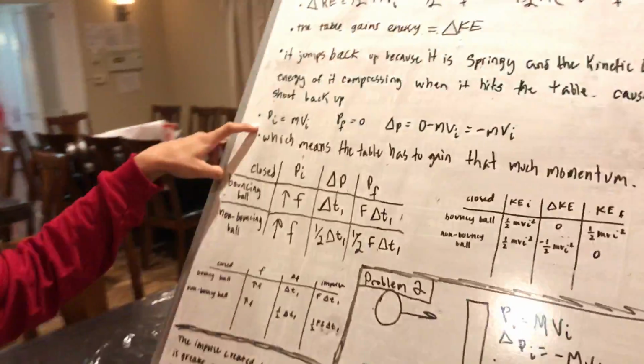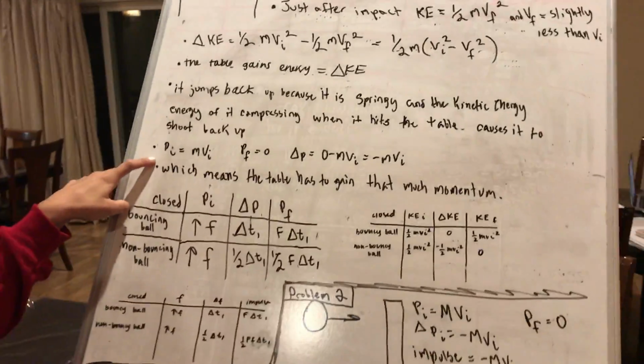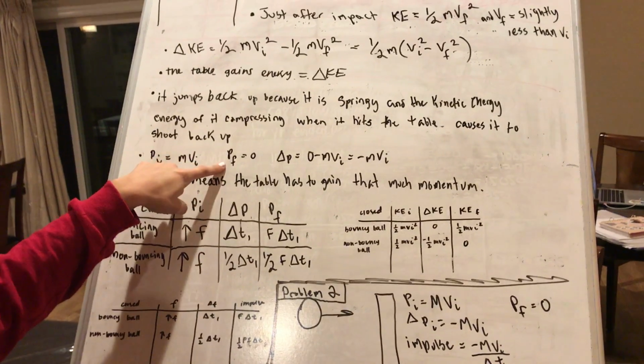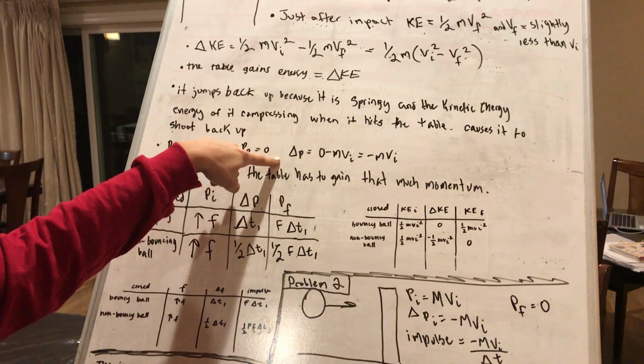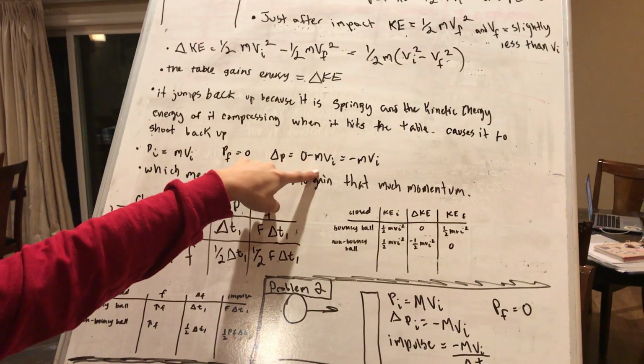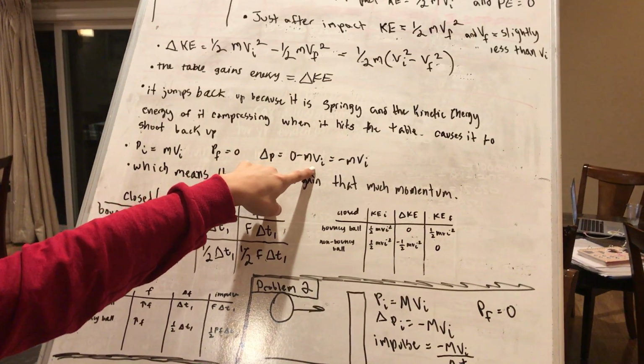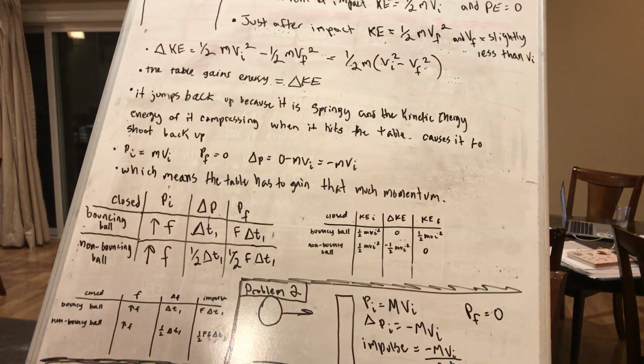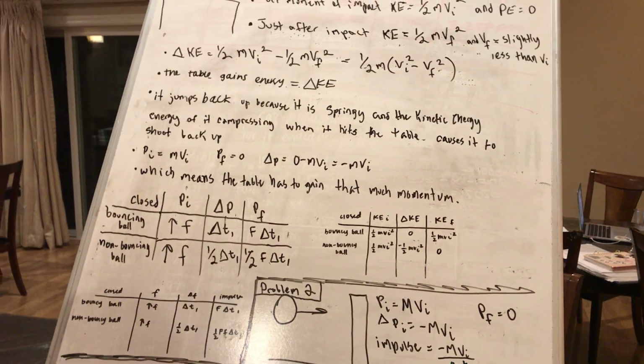Pi equals m times initial velocity, p final equals 0, delta p is 0 minus mass times initial velocity, which equals negative m vi, which means the table has to gain that much momentum.